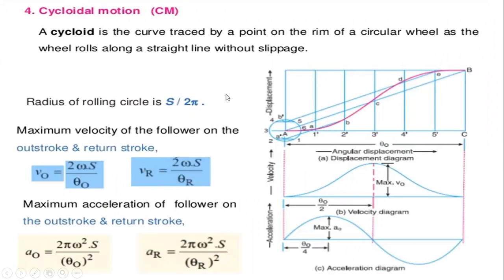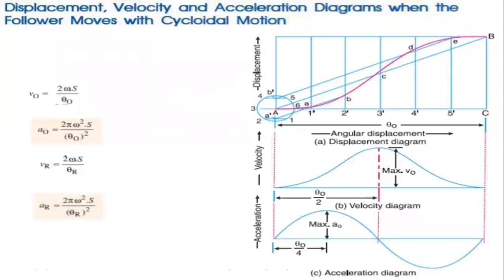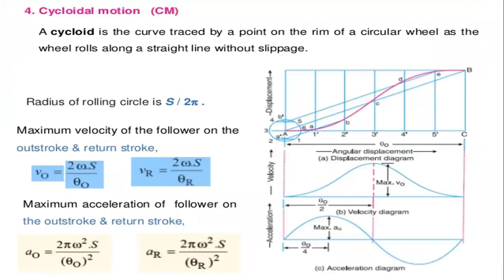Next one is the cycloidal motion. A cycloid is the curve traced by a point on the rim of a circular wheel as the wheel rolls along a straight line without slippage.